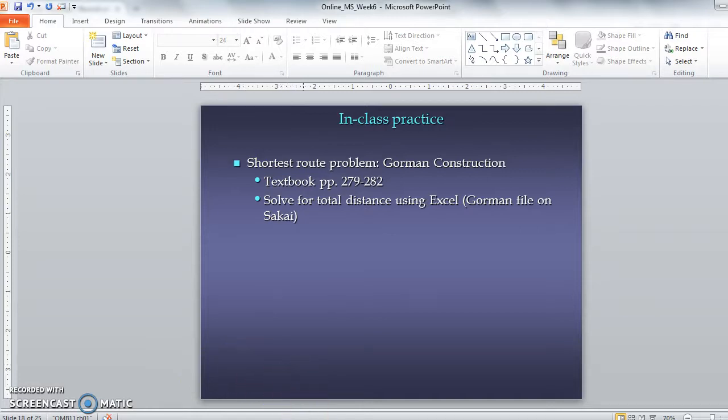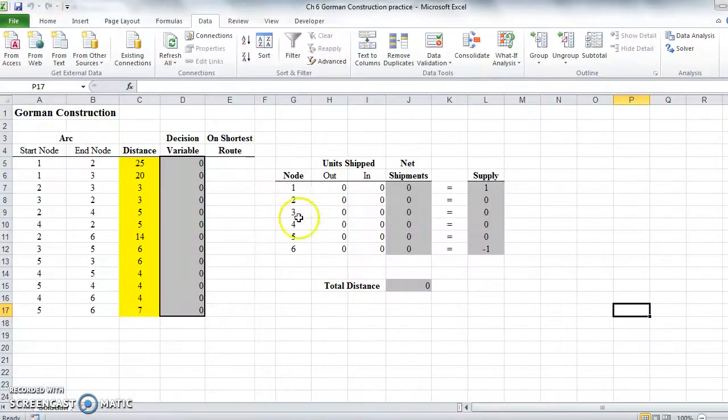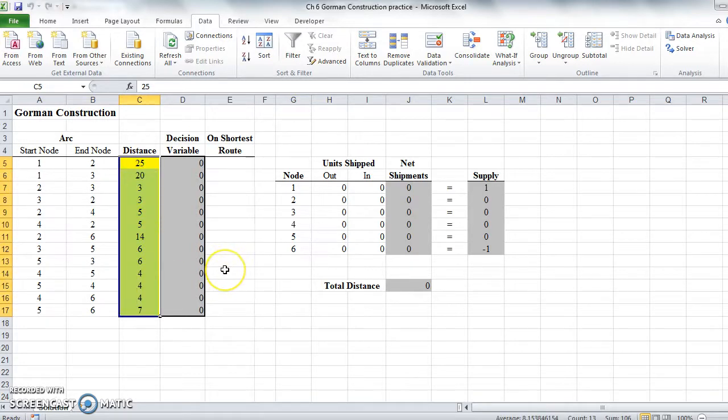Instead, we're going to go right to an Excel model where we are given distances between nodes. Node 1 to 2 is 25 miles, node 1 to 3 is 20 miles, and so on. These are the data distances that are given in the text on page 280. If you were to do this for a test, you might not be given this data. You might have to plug it in.